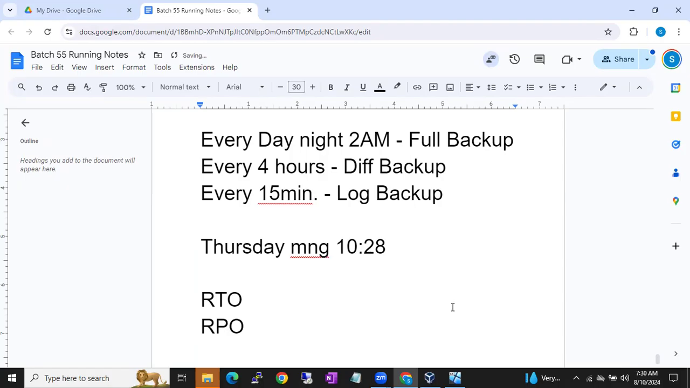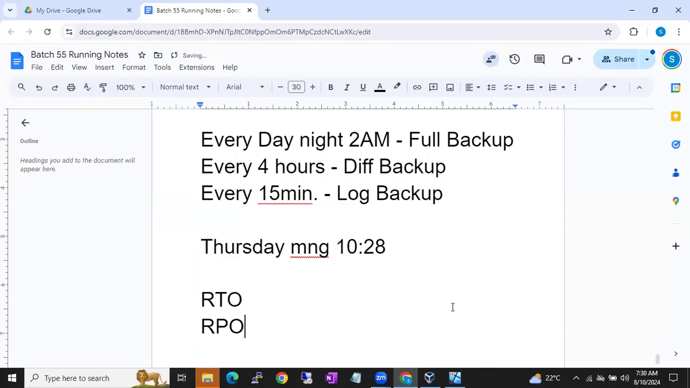Are you getting my point? For example, if the database is corrupted on Thursday morning 10:28, till what time can I recover? Maybe 10:27 and 59 seconds. That is called recovery time objective. Time means till what time you can recover the data. Recovery point means till what point you can recover the data. Point means a particular state. Till what state you can recover the data. That is called recovery point objective.